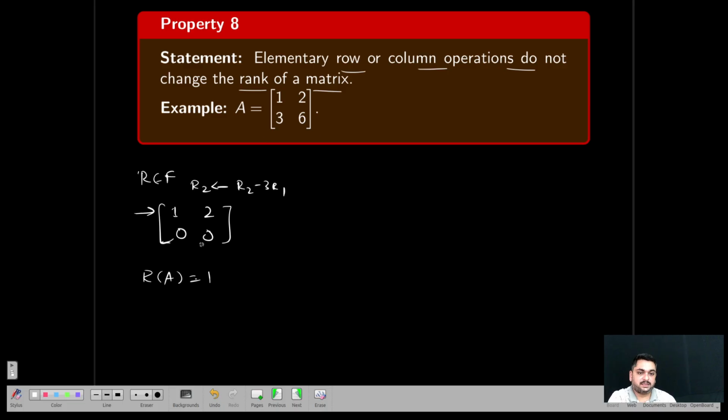So after changing this, it doesn't change the rank of the matrix. If I change the signs of this, I'll still get the same rank. That is the meaning. If I perform any elementary operation, that is changing the sign, addition, subtraction, multiplication, division, the rank will remain the same.